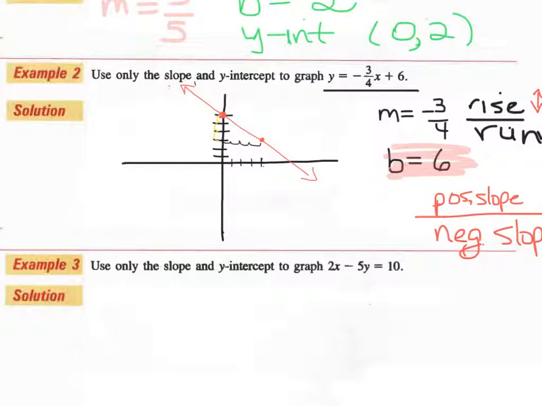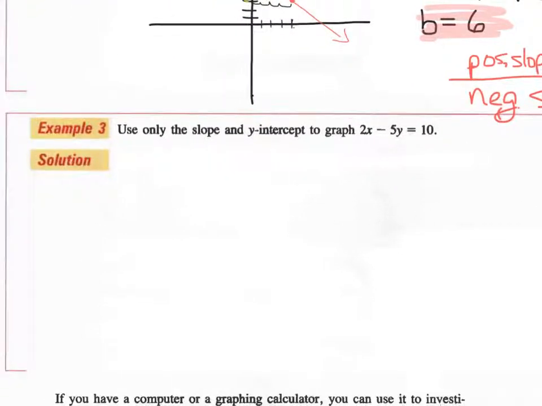Now, notice the next example. They weren't very nice to us. They did not give it to us in slope-intercept form. So remember, again, you have to solve for y. Like I said before, the number in front of x is usually the slope, only when you've solved the equation for y. So if you told me the slope of this equation was 2, that would be incorrect. I need to isolate y first.